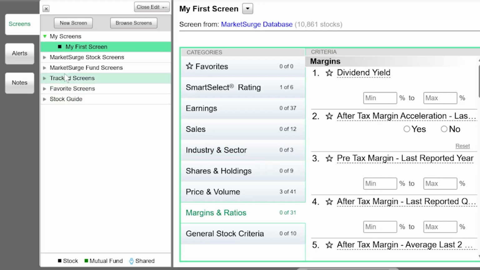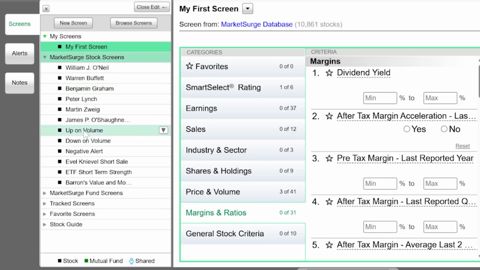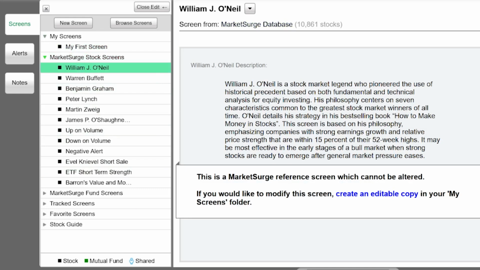The other thing that's really nice about MarketSurge's screener is that it actually comes with a bunch of pre-made screens. So just like there were those checklists earlier, there's actually screens based on those checklists.